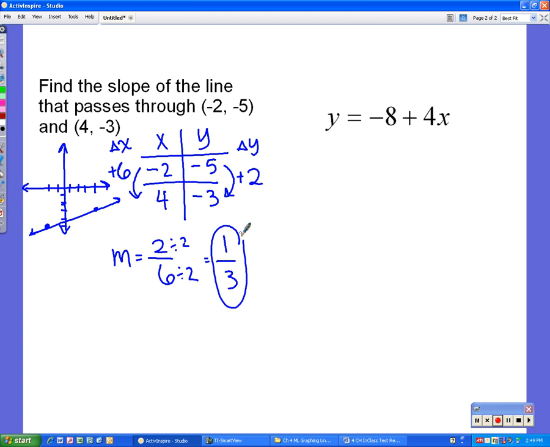This last problem, we don't need a table. Remember that this is in slope-intercept form because it has y equals. And in slope-intercept form, the slope is always the number in front of the x. Here's my x. In front of it is a +4. So without doing any math, I know that the slope of this is 4. And that is how you find slope using a table.